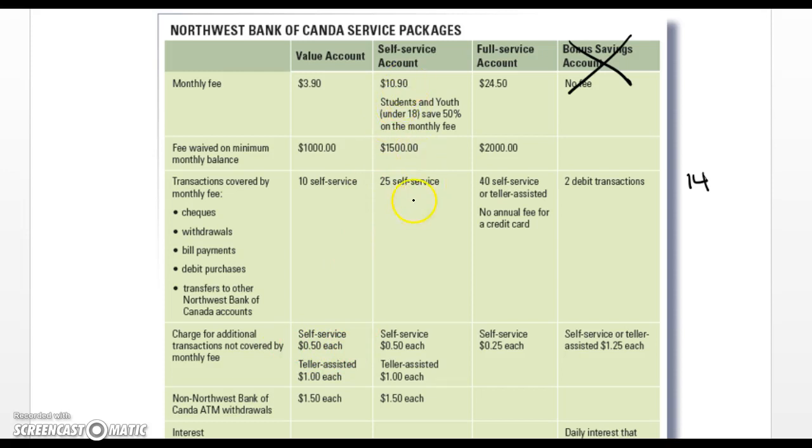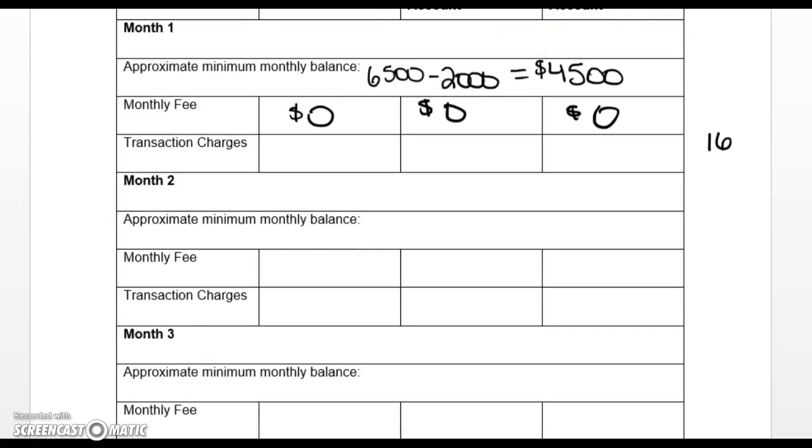Moving on to the self-service account, you had 25 that were covered, so she is fine there. And same with our full service. She doesn't have to pay there, so she's fine. So here are your total transaction charges. There were going to be 6 transactions that were not covered, and times it by that fee, you would be charged $3 for that month for your transactions. And the other ones were covered, so we're going to put that as $0 and $0.